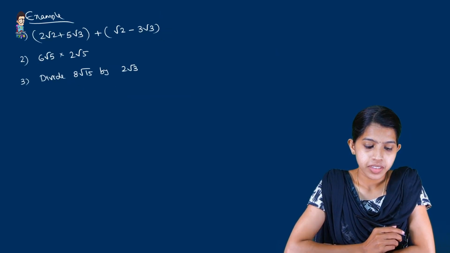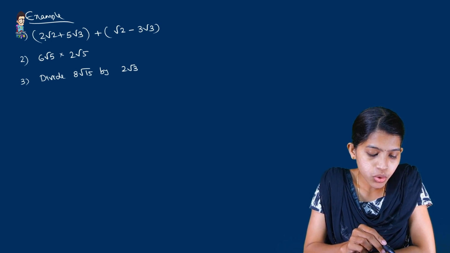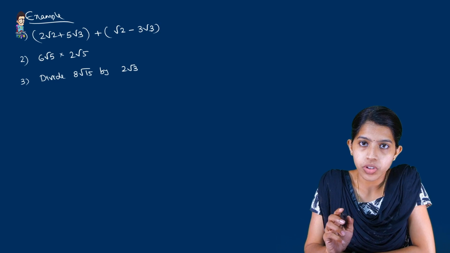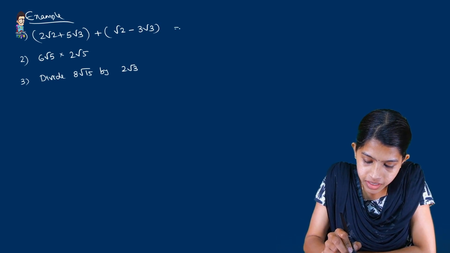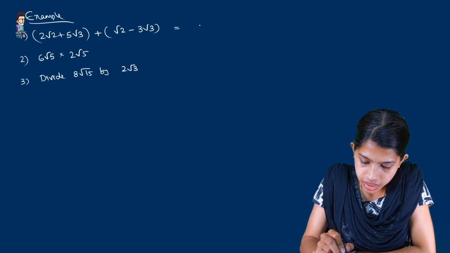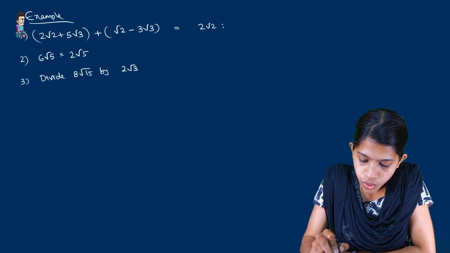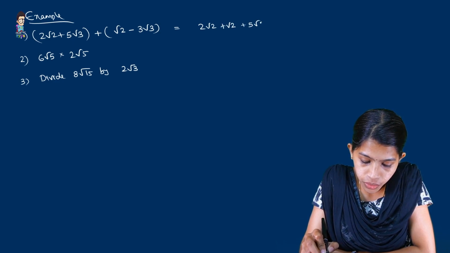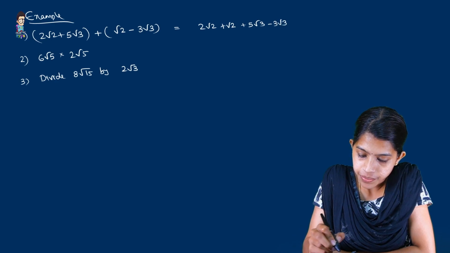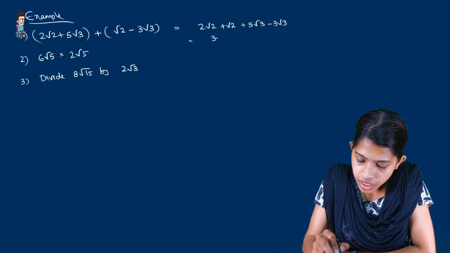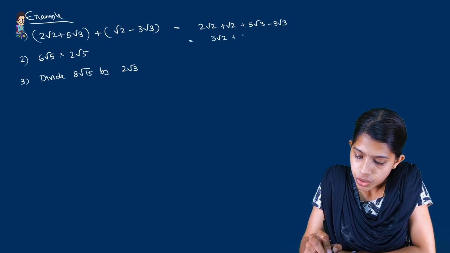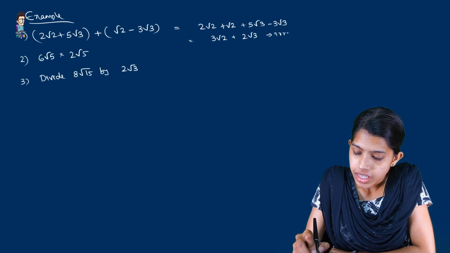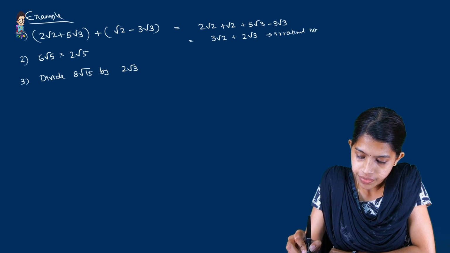Look at some examples. We need to add 2 root 2 plus 5 root 3 and root 2 minus 3 root 3. And what is the answer? We will find it out. That is, this is equal to 2 root 2 plus root 2 and plus 5 root 3 minus 3 root 3. So, the answer is 3 root 2 plus 2 root 3. And clearly, this is an irrational number.